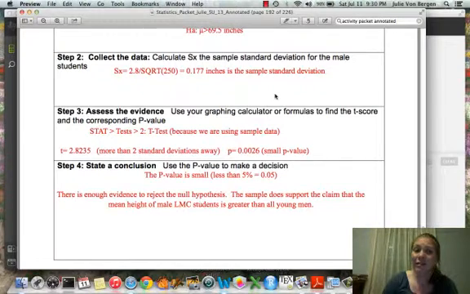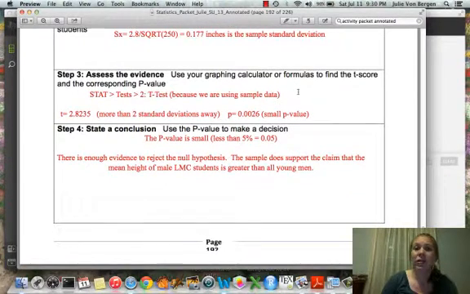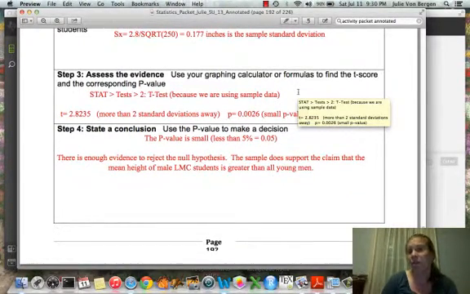So now we want to assess the evidence. So we're going to use the graphing calculator. You could also use the formulas in the front of this section and work it out by hand, but it would take a lot longer to find the t-score and then the corresponding p-value.